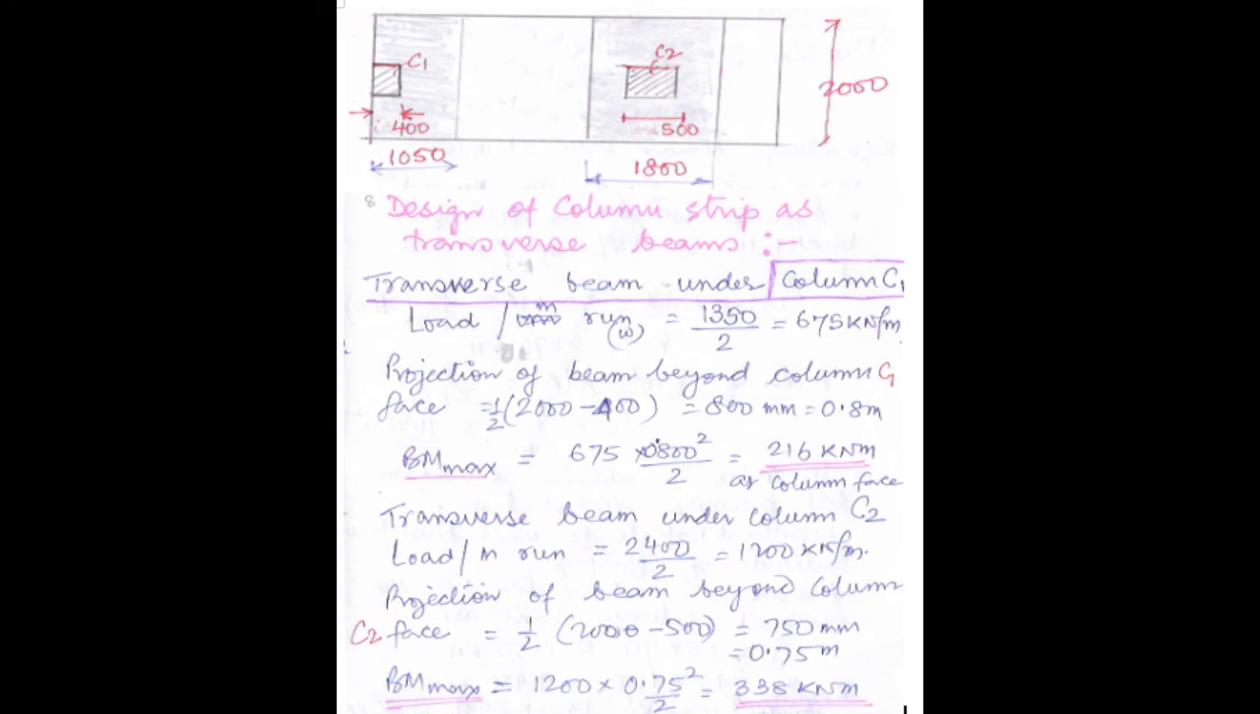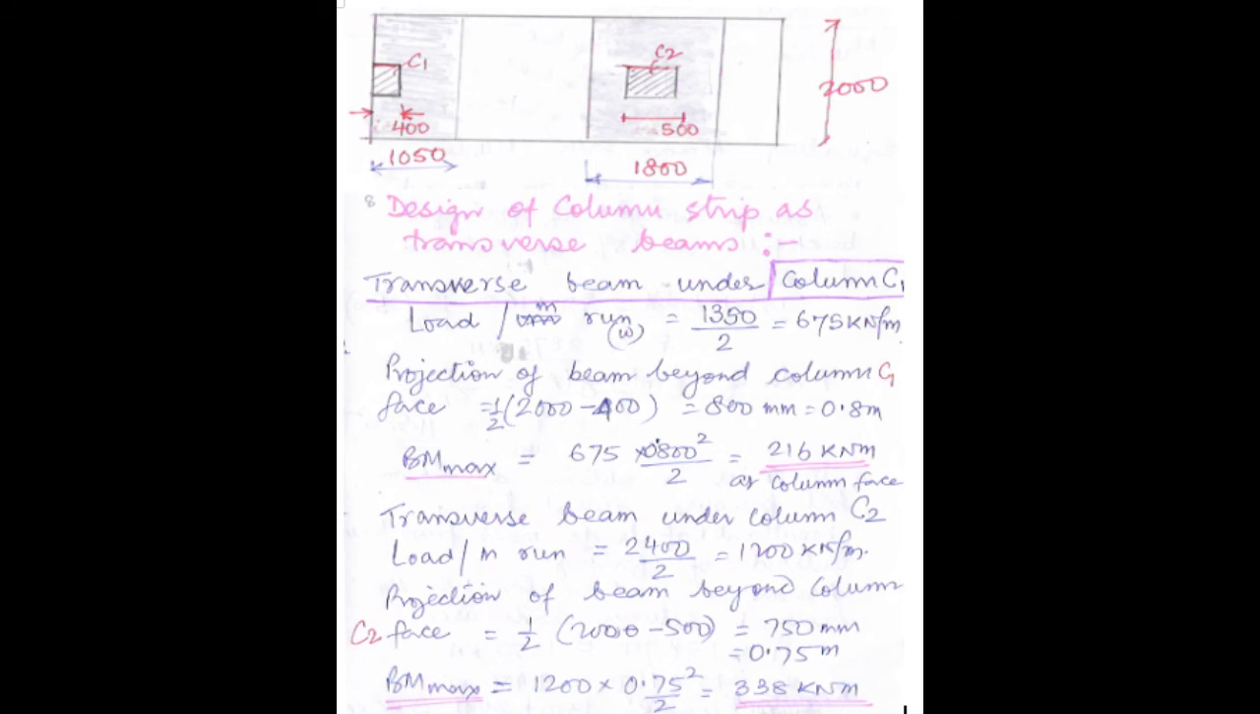Now this will act as a cantilever. So the maximum bending moment will be WL square by 2. What is W? 675. What is L? That is 0.8, square, divided by 2. So we are getting 216 kilonewton meter at the column face. Similarly, if we have understood it, we can do it for the column C2 also.